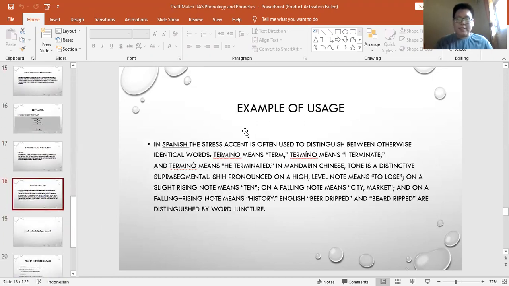Examples of usage. In Spanish, the stress accent is often used to distinguish between otherwise identical words, like término, which means terms, termino, which means I terminate, and terminó, which means he terminated. In Mandarin Chinese, tone is a distinctive suprasegmental. Shi pronounced on a high level tone means to lose, on a slight rising tone means stand, on a falling tone means city market, and on a falling-rising tone means history. In English, beer dripped and bear dripped are distinguished by word juncture.